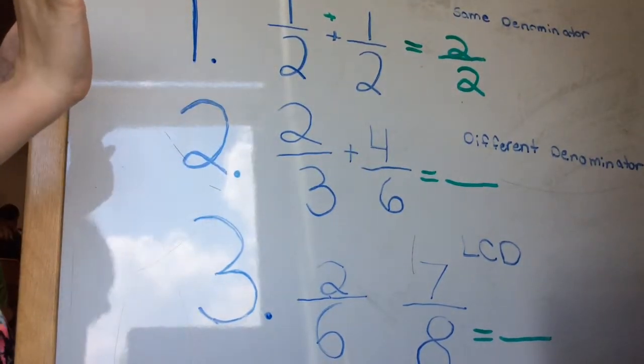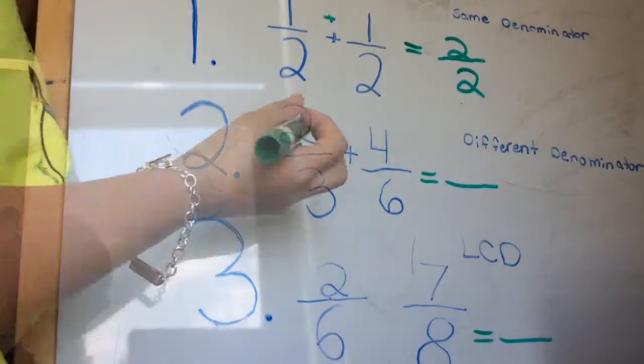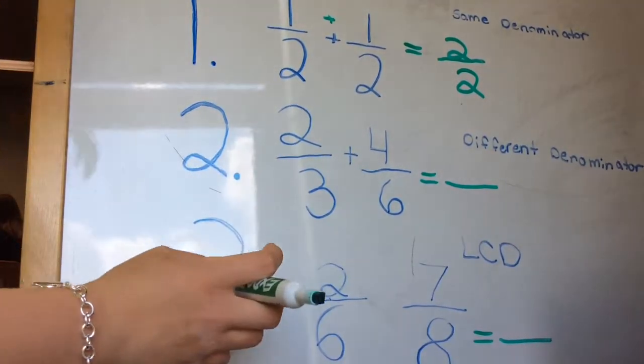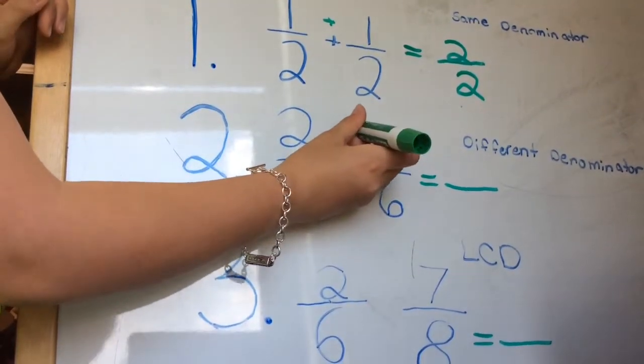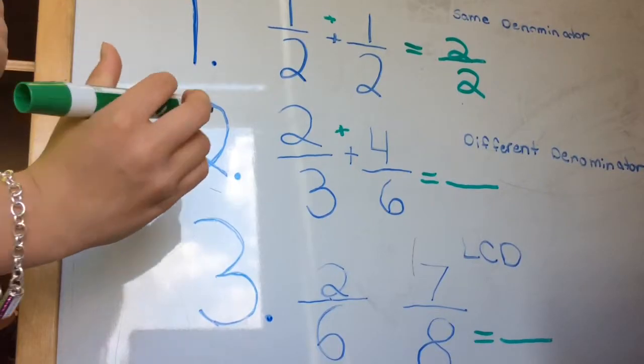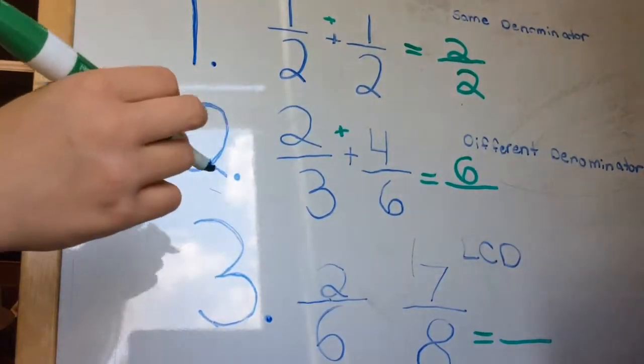2 seconds. So, I'm going to hand it over to my partner, Ella, now. Okay, so now we're going to be adding with different numbers. So we still do the 2 plus 4. But what is 2 plus 4? 2 plus 4 is 6. So our numerator is 6.